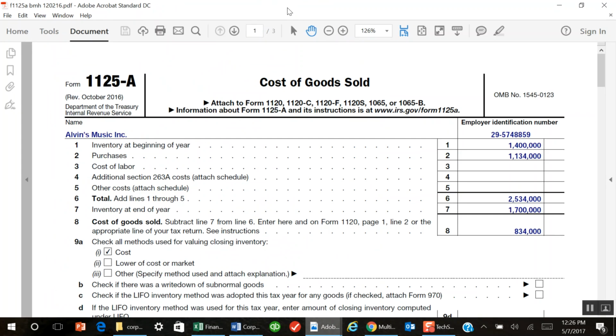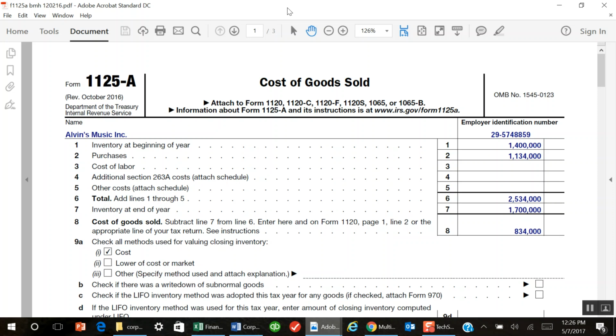1125A. The 1125A is supposed to be the detail behind cost of goods sold. This used to be a schedule that was shown on either page 2 or page 3 of the 1120. But then what they did was they increased the number of questions on Schedule K from about 1 page to 2 pages. Now it's like a full 2 pages.